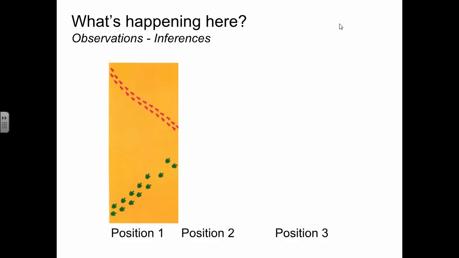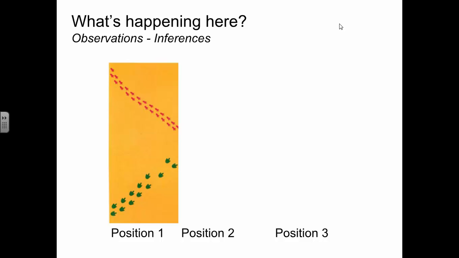Careful about how you phrase it because we want it to be an observation. Alice? The green footprints are larger than the red ones. We can see that. Another observation. Abby? The tracks appear to be heading in different directions. Or at a point where they may possibly cross. That's okay. So they're angled towards each other. Yes, that's an observation.